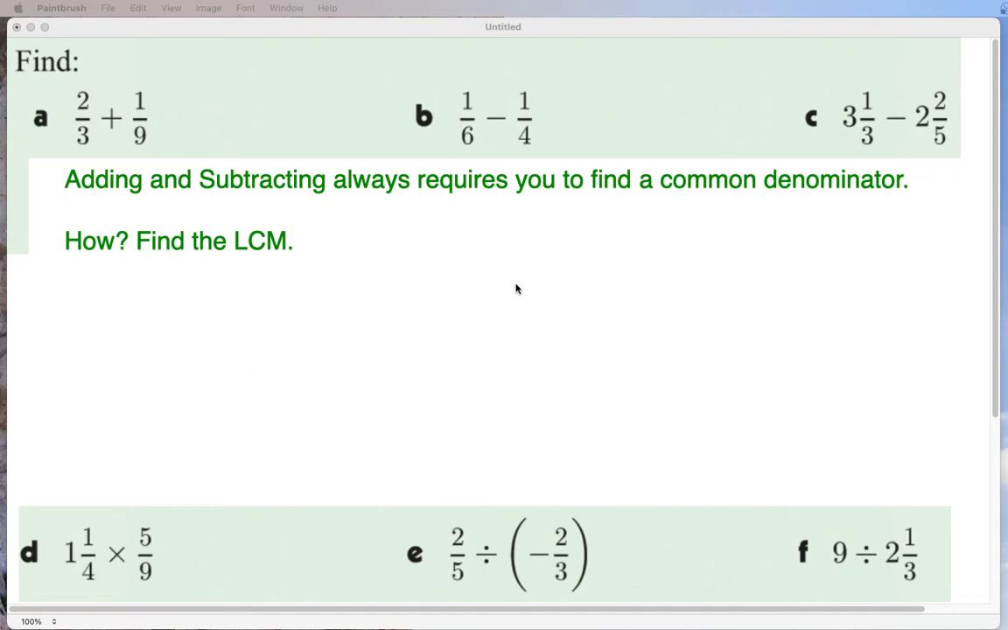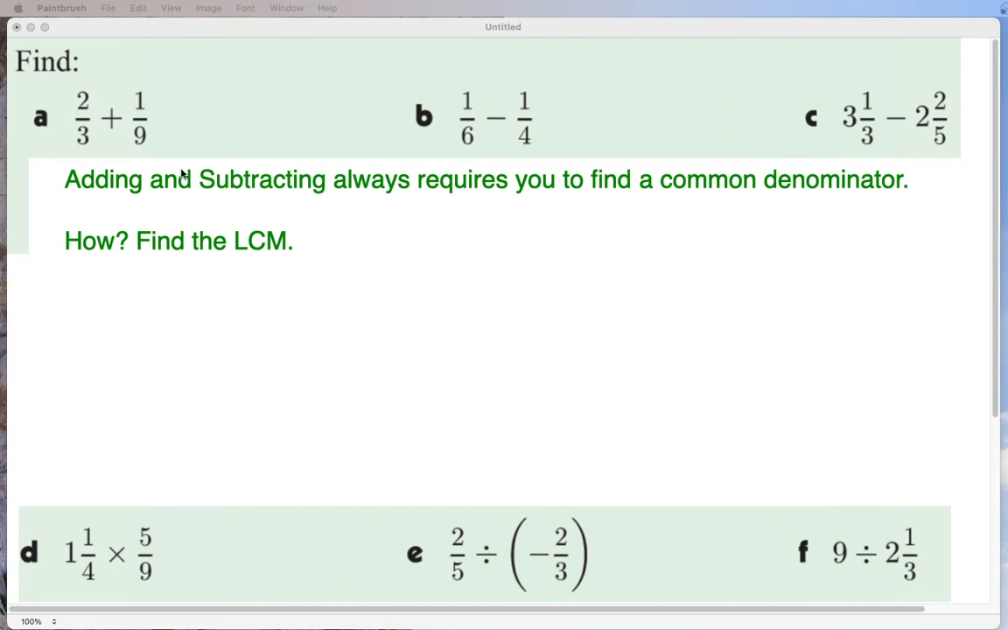All right, so somebody asked me if I could do a video on some of these fractions. And as you can see, we have A, B, and C, and you can see we're adding fractions, subtracting fractions in two of them. And then D and E and F, we have multiplying, dividing in these three here.